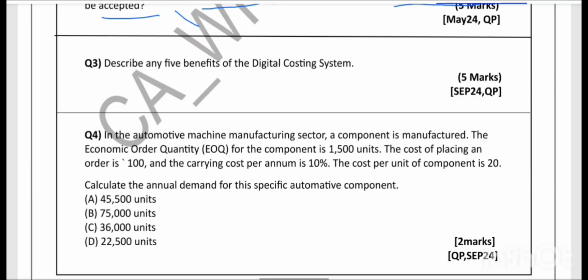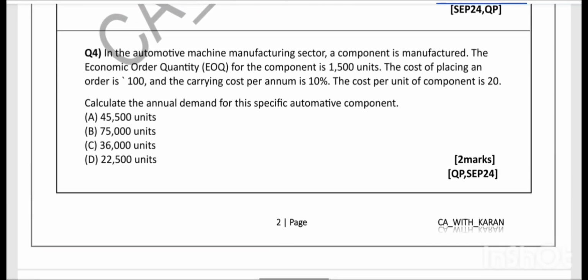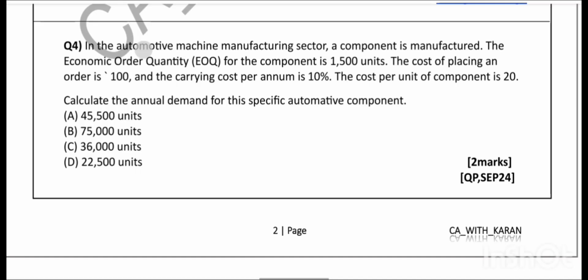Describe any 5 benefits of digital costing system. It's a theory question. And moving on to question 4. In the automotive machine manufacturing sector, a component is manufactured. The economic order quantity for the component is 500 units. The cost of placing an order is 100, and the carrying cost per unit per annum is 10%. The cost per unit of component is 20.